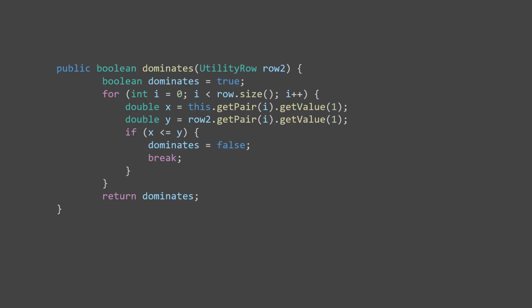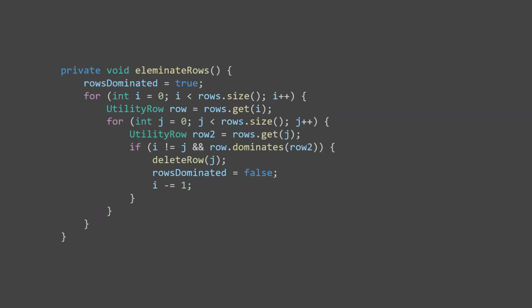This is the method from utility row class that compares the row itself to another row. We compare every pair of elements of the rows, x being the outcome for player 1 of the pair i, and y being the outcome for player 2 of the pair i of the row 2. If there exists a pair such that x is less or equal to y, then this means that the row does not rigorously dominate the second row, and we stop right here. And if this is not the case, then it means that the row dominates the second row and the method returns true.